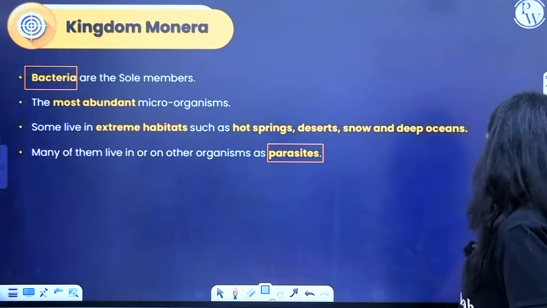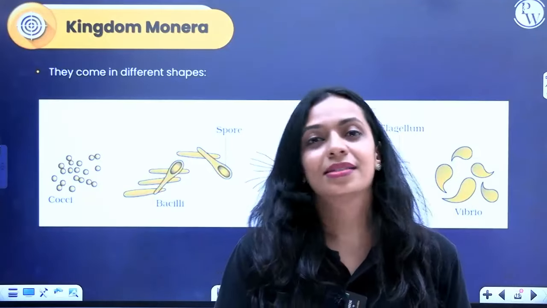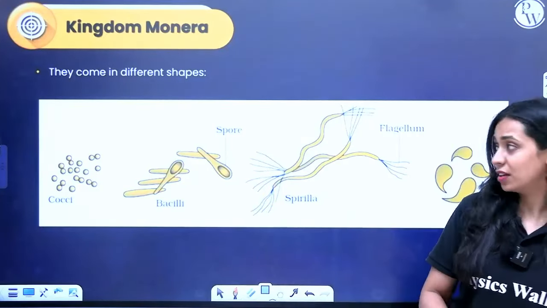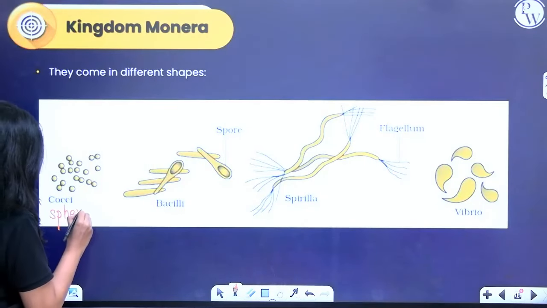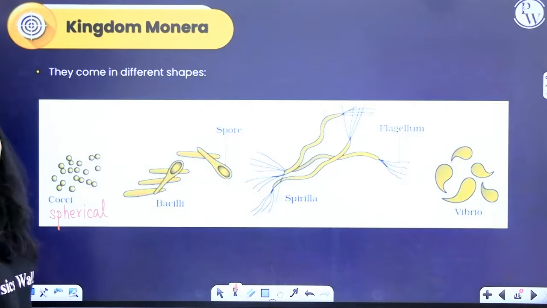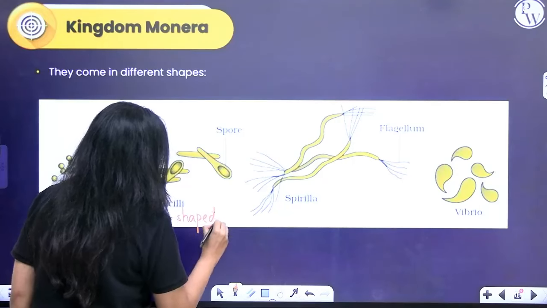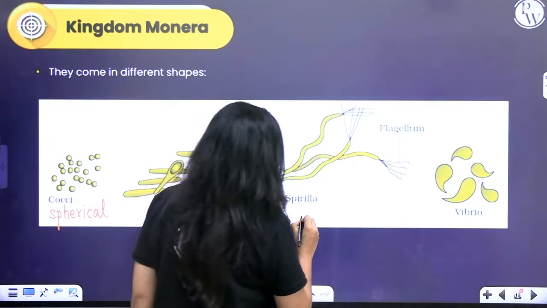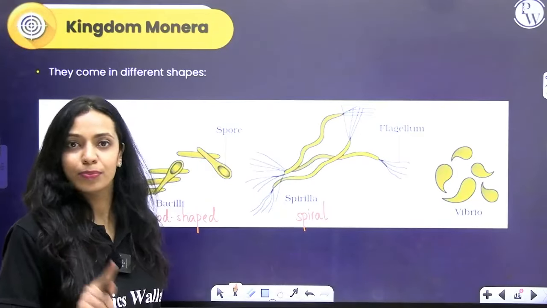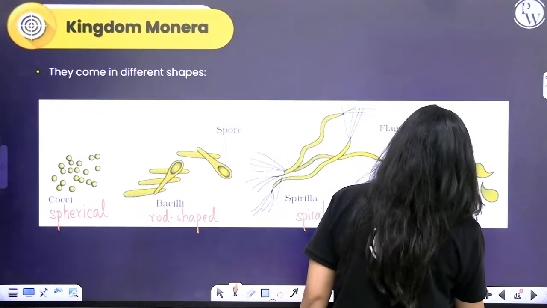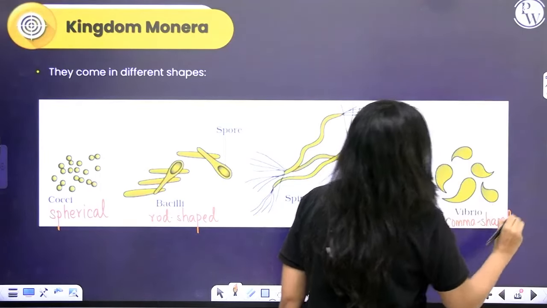Now, we'll move on and talk about the shapes of bacteria. Bacteria come in many different shapes. Some of them are mentioned here. They could be spherical; if they are spherical, we call them cocci. Coccus is singular, cocci is plural. If they are rod shaped, it is called bacillus. If they are spiral, we call it spirillum, singular, and spirilla, plural. Some of them are comma shaped; if they are comma shaped, we call them vibrio.